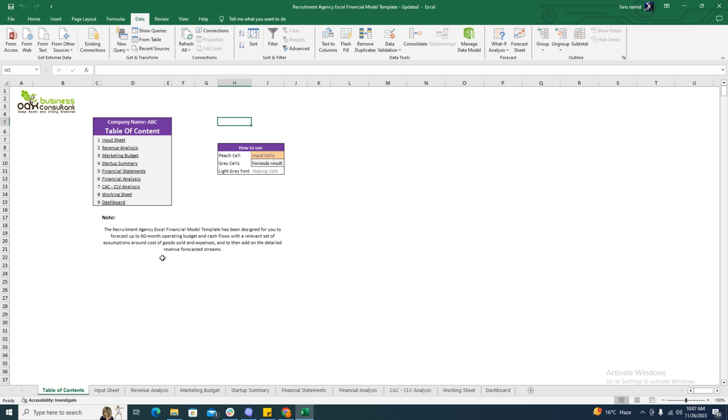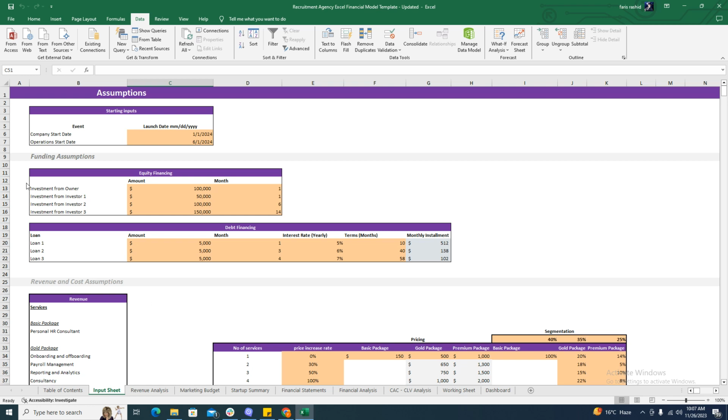Coming towards how to use, as you can see over here, the peach cell indicates the input cells, whereas the gray cells show the formula result, and the light gray font are the helping cells. The input sheet shows the assumptions which are being used in this model.